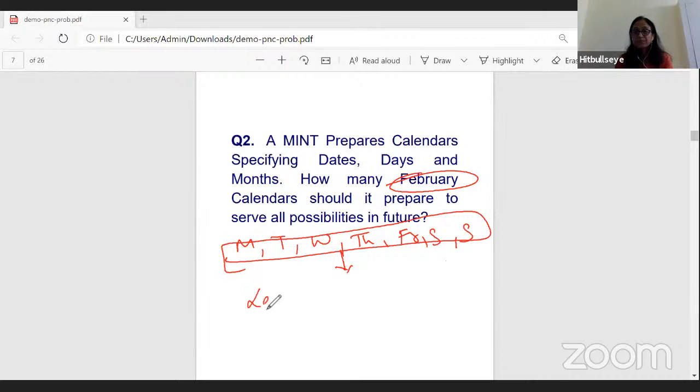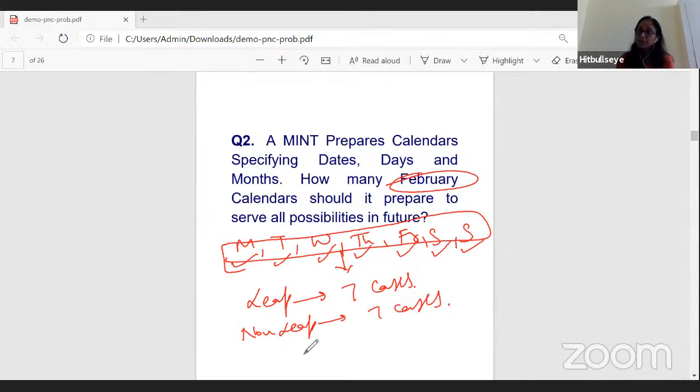For a leap year, I will have 7 cases, because my month can start with a Monday or a Tuesday or a Wednesday or a Thursday or a Friday or a Saturday or a Sunday. Similarly, for a non-leap year also, I will have 7 cases, because the same 7 cases will arise for a non-leap year also.